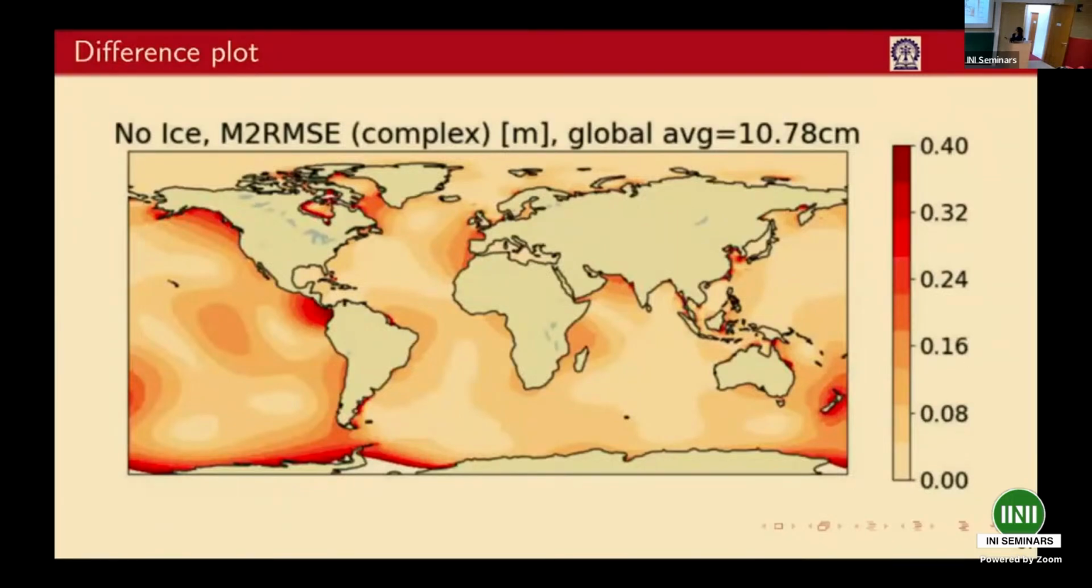So this is in meters. Yes, right, this is in meters. And the global average error that we got is in centimeters.